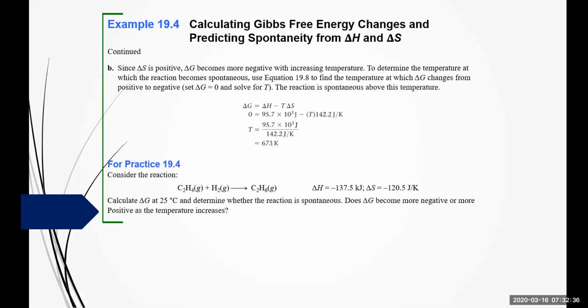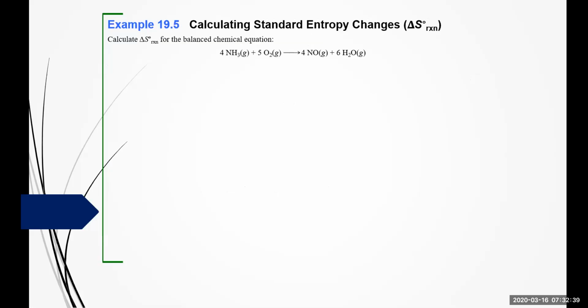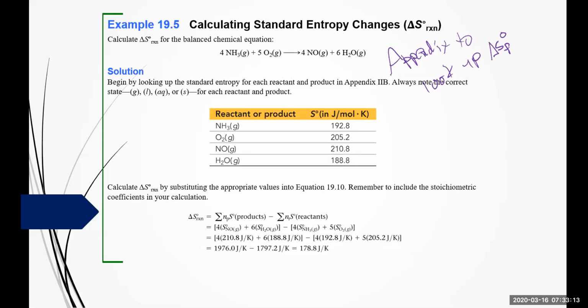And the next one that we have is going to be the delta S of a reaction for the balanced chemical equation. Right? Now, before you begin with this one, you do need to use your appendix to look up the delta S of formations for each of these reactants. So we're going to do this in a slightly different way. We're going to get our chart, and then we're going to work through that part.